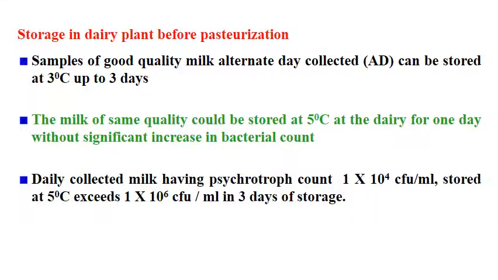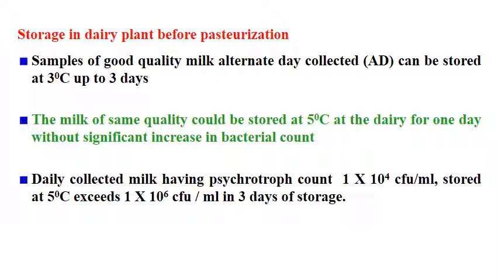Here we will discuss storage in the dairy plant before pasteurization. The milk coming from the farm or via the collection center through milk tankers needs to be stored and chilled before pasteurization. Samples of good quality milk through alternate day collection can be stored at 3 degrees Celsius up to 3 days. The milk of the same quality could be stored at 5 degrees Celsius at the dairy for 1 day without a significant increase in bacterial count.